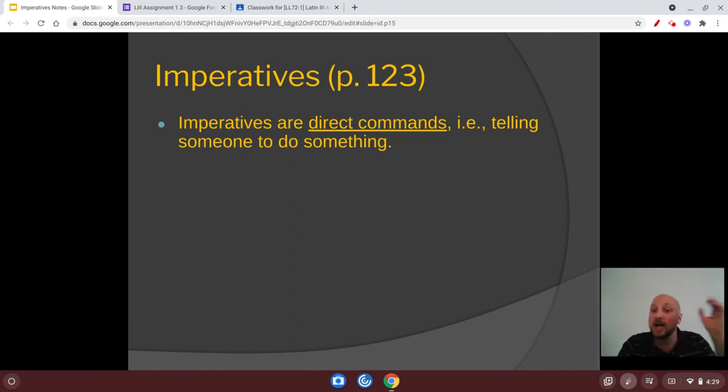And so there's different types of commands. There is a command to one person. There's commands to more than one person. There are commands in the negative to one person. There are commands in the negative to more than one person. So understanding positive and negative commands, singular and plural, will help you with the exercises this week and going forward.